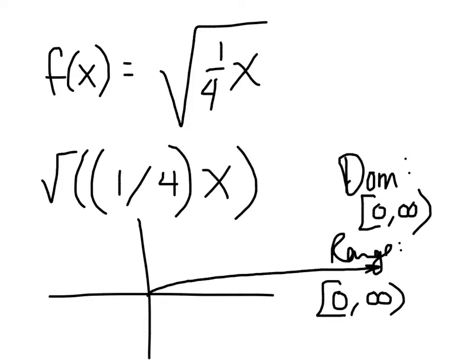What's the negative on the inside? Reflection over the y. What is an adding on the inside? Left. What is a minus on the inside? Right. What is a multiply by a whole number on the inside? Horizontal shrink by the reciprocal. What is a multiply on the inside by a fraction? Horizontal stretch by the reciprocal. So when I report the transformation that took place, that would be a horizontal stretch by 4.